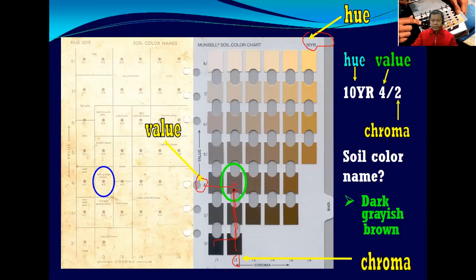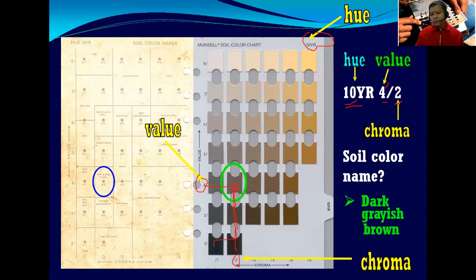Okay. So at the intersection, the value is 4 and the chroma is 3. Therefore, the exact description of the color of that particular soil sample would be 10YR 4/2. The whole number is the hue, the numerator is the value, and the denominator is the chroma. So we can now describe the color of my soil as 10YR 4/2.